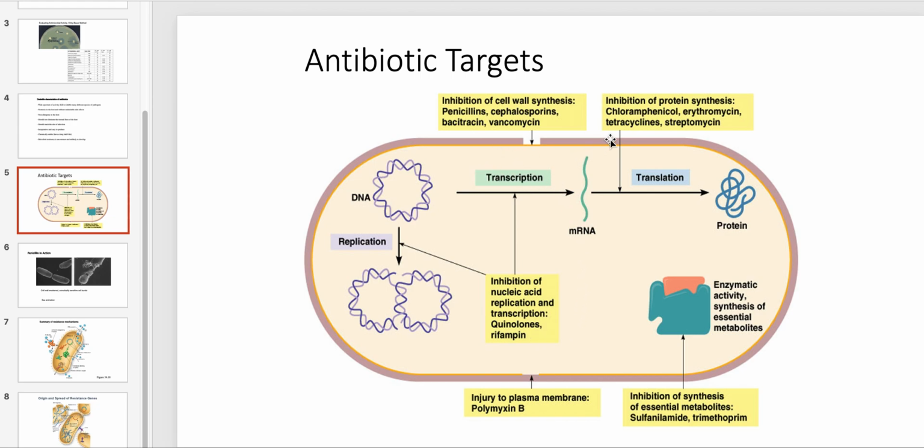A lot of the drugs interfere with protein synthesis. So chloramphenicol, erythromycin, tetracycline, and streptomycin all bind to some region of ribosomes to interfere with protein synthesis or translation. And so a microbe then could modify its ribosomes in order to become resistant to one of these drugs.